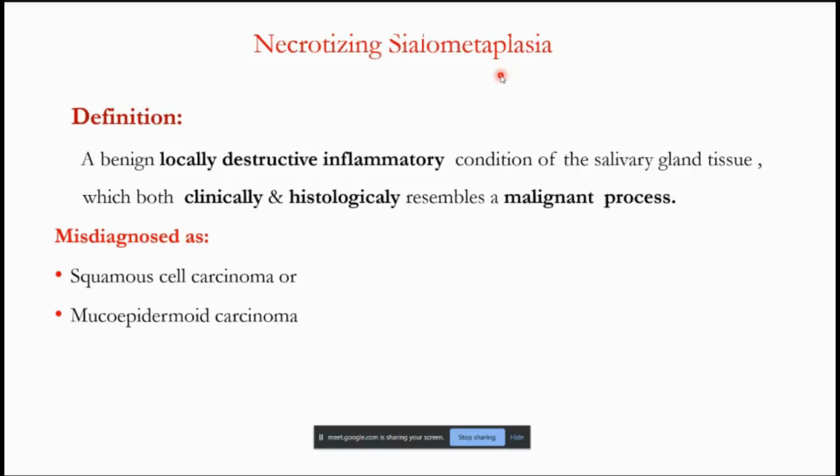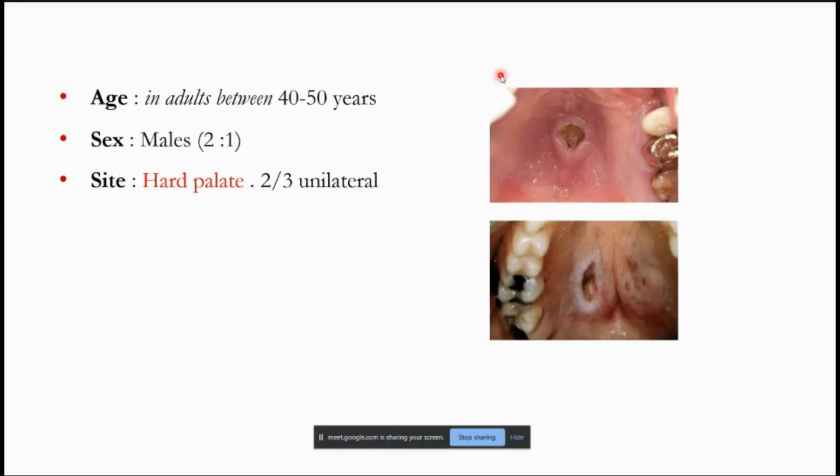Okay, so like I said, it can be confused with a malignant process like either squamous cell carcinoma or mucoepidermoid carcinoma. So these two are salivary gland carcinomas, and the clinical appearance, even some histological appearance, can resemble these two. So etiology is local ischemia. So that's local ischemia that leads to the local infarction of the tissue. It is seen between 40 to 50 years, so it is an older age group, and seen in males.